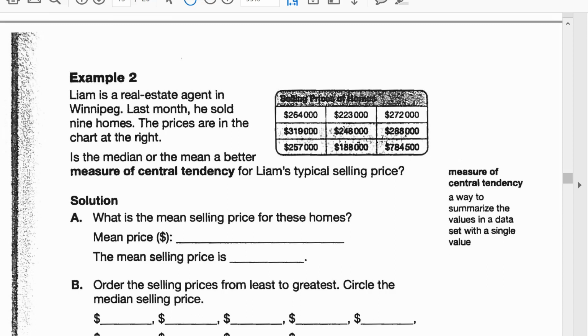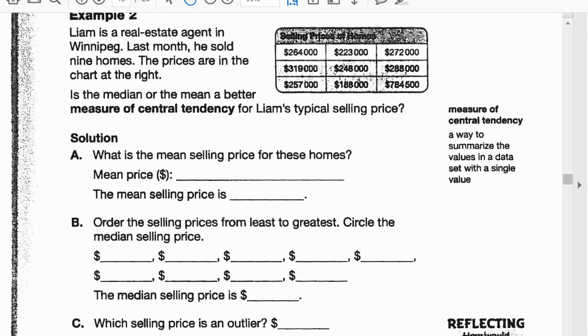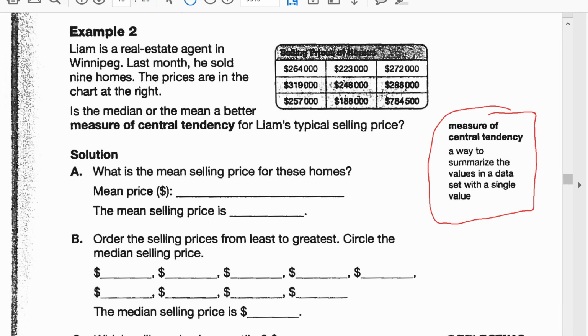Okay, we have example 2. We have Liam, a real estate agent in Winnipeg. Last month he sold 9 homes. The prices are in the chart at the right. Is the median or the mean a better measure of central tendency for Liam's typical selling? What is central tendency? Well, right here, a measure of central tendency is a way to summarize the values in a data set with a single value. Okay, so we have the selling prices here. We have the 9 houses.